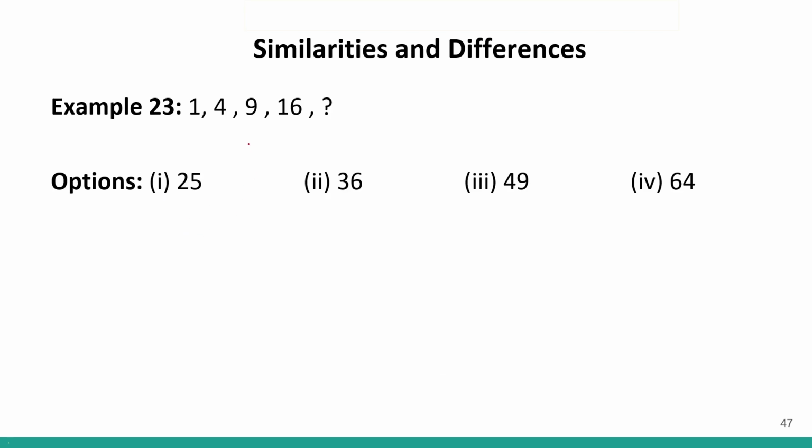Now, 1, 4, 9, 16. Now, very early on, I told you that it is important to remember squares of 1 to 30. So, if you remember the squares, you can clearly see this is square of 1. Similarly, 4 is square of 2. 9 is square of 3. 16 is square of 4. So, next we have to find the square of 5, which will be 25. So, my answer will be option number 1, 25.